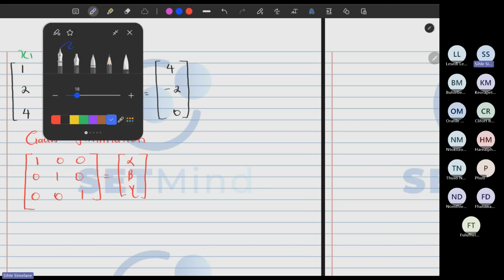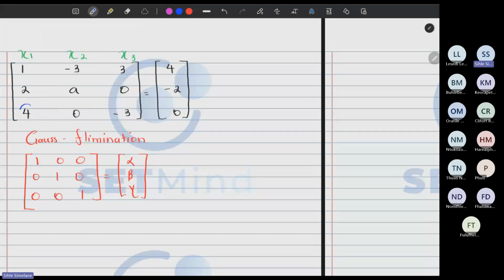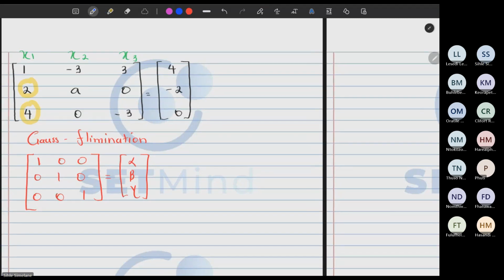So the first thing we need to do is to eliminate that 4. And the question is, how can we remove that 4? Anyone in the meeting? And how can we remove that 2 using row 1? It would be easy, good people. How do we remove the 2 there using row 1, and how do we remove the 4?